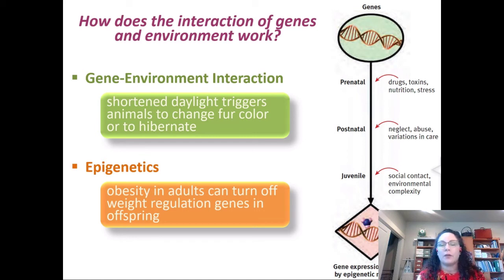Different kinds of toxins, we call those teratogens in pregnancy, when you're exposed to something that can actually alter the healthy development of the offspring. Mom's nutrition, any stress that she's under, these things are all providing environmental influences on the developing fetus.